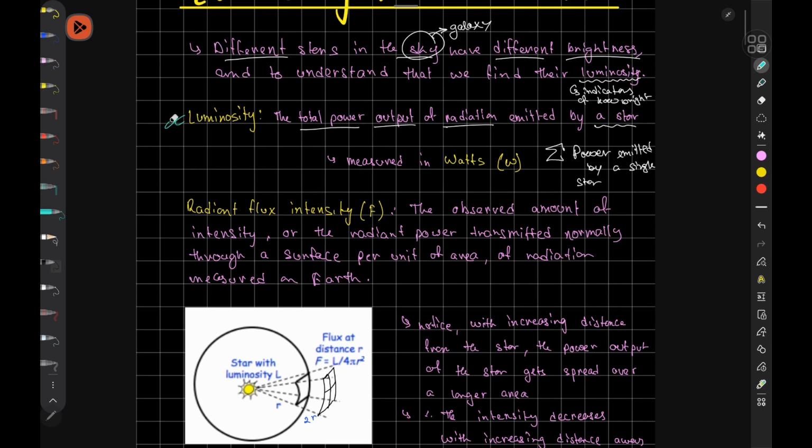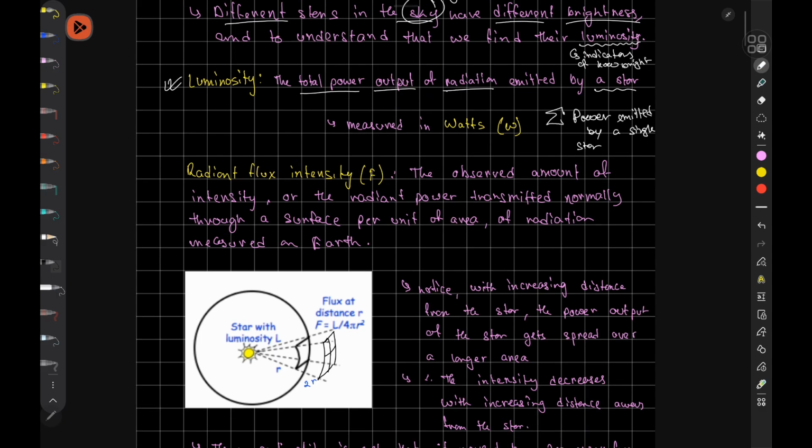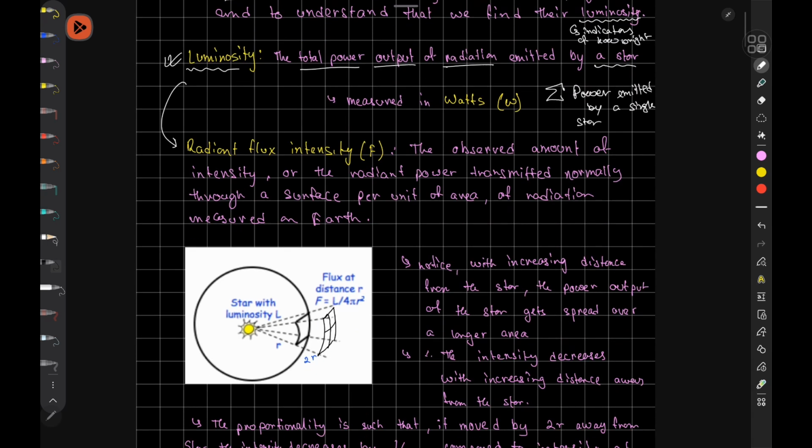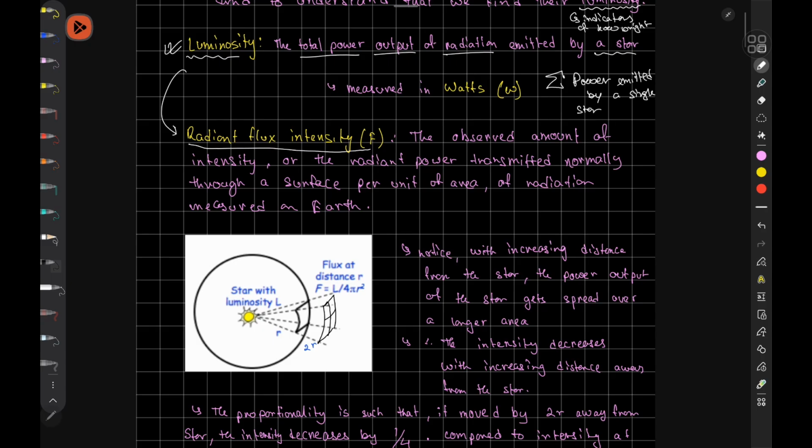So hopefully this part is clear, because this is going to be very important as we tread towards the next definitions. Based on this definition of luminosity, we come to the next thing that we talk about, that is radiant flux intensity, and it is very related to what luminosity in essence is. Okay, so what is radiant flux intensity? We denote this variable and express this as F, because flux intensity, right?